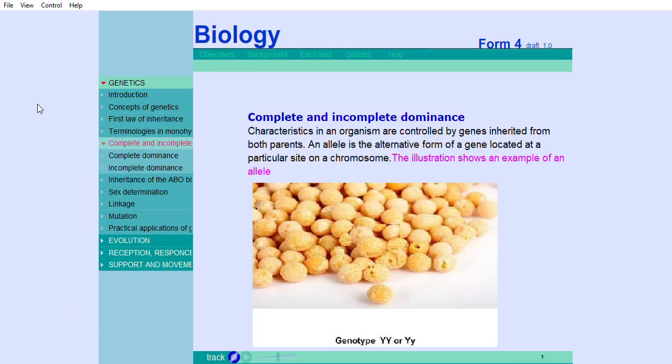Complete and incomplete dominance. Characteristics in an organism are controlled by genes inherited from both parents. An allele is the alternative form of a gene located at a particular site on a chromosome. The illustration shows an example of an allele.